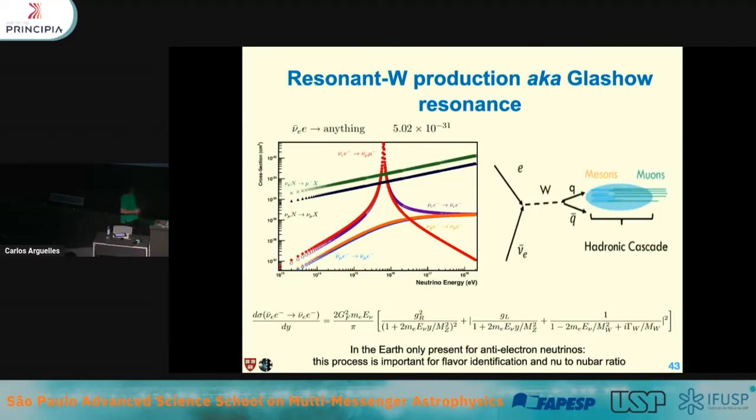So one thing that's important about this process is that the Earth only has electrons, so this only happens for electron antineutrinos. If the Earth had muons around it, it would also happen for muon neutrinos, but we don't have that, right? And there's no antimatter. So this only happens for anti-electron neutrinos. So this is going to be important for flavor identification, to be able to understand the relative contributions of neutrinos to antineutrinos.